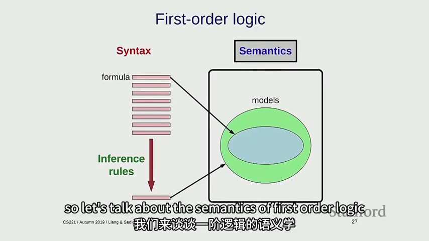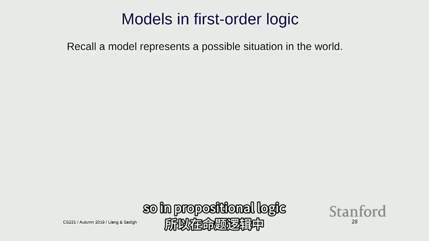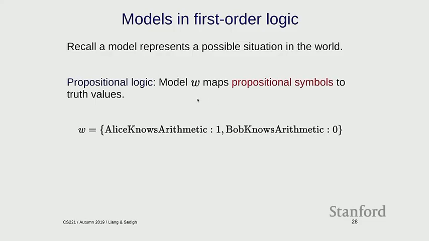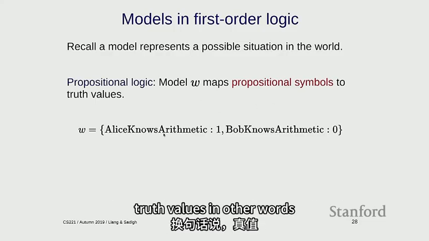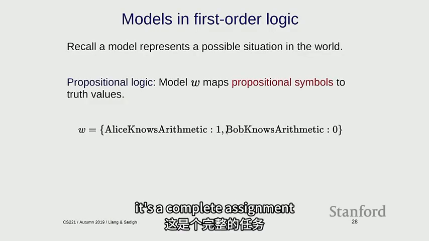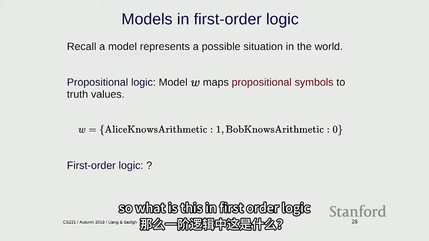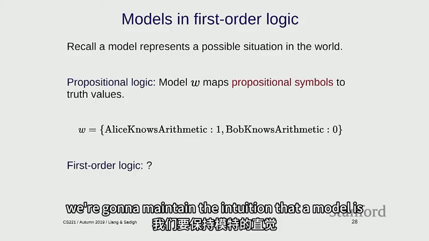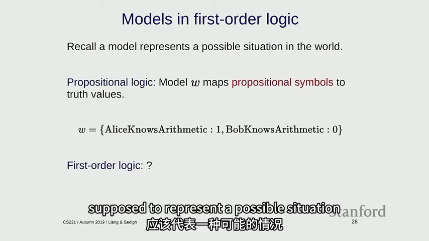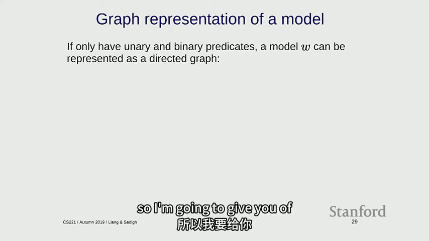Okay, so let's talk about the semantics of first order logic. So in propositional logic, a model was something that maps propositional symbols to truth values. In other words, it's a complete assignment of truth values to propositional symbols. So what is this in first order logic? So still, we're going to maintain the intuition that a model is supposed to represent a possible situation in the world.